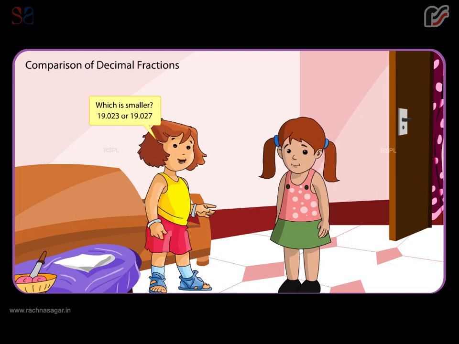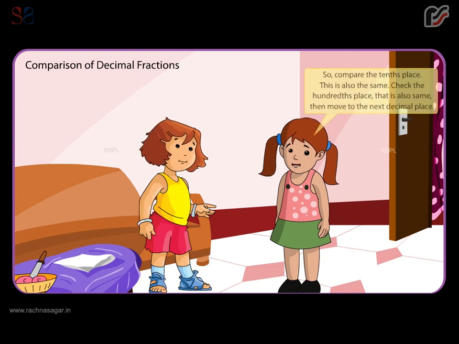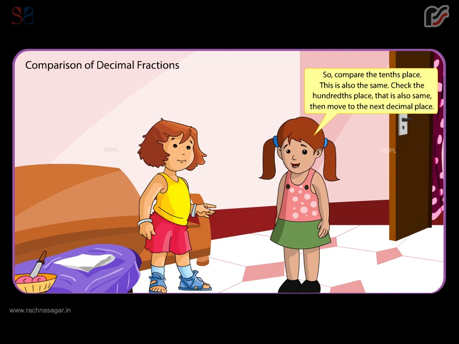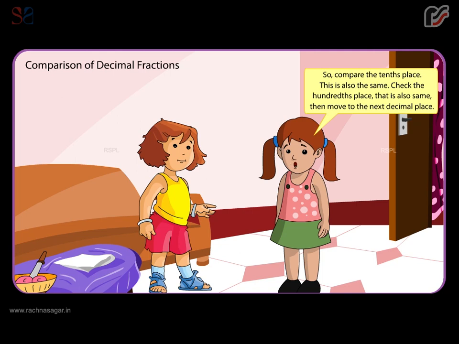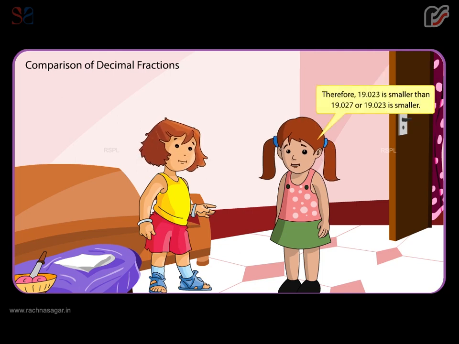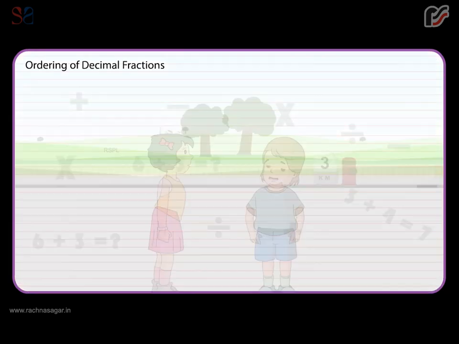Which is smaller, 19.023 or 19.027? For each of these decimals, the integral part is the same. So, compare the tenths place. This is also the same. Check the hundredths place. That is also the same. Then move to the next decimal place. Therefore, 19.023 is smaller than 19.027, or 19.023 is smaller.